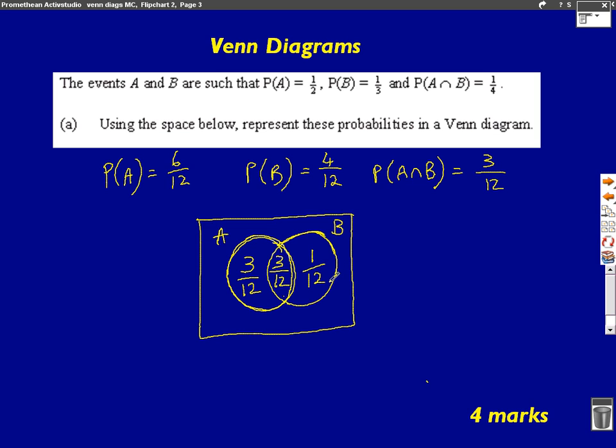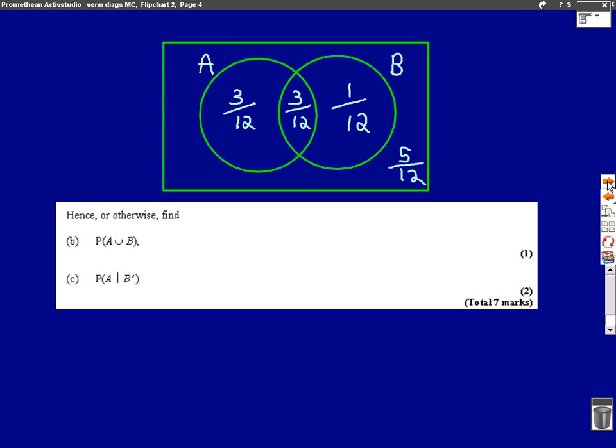Alright, now the whole thing needs to equal 1, or 12 over 12. We've got 7/12 in this bit already, haven't we? So the leftover bit, to make it all equal 12/12, is 5 over 12. So that's how you draw the Venn diagram, and that's a 4-mark question just for that bit, and that helps you with all the other parts of the question now. So we're going to look at the next part of that question.